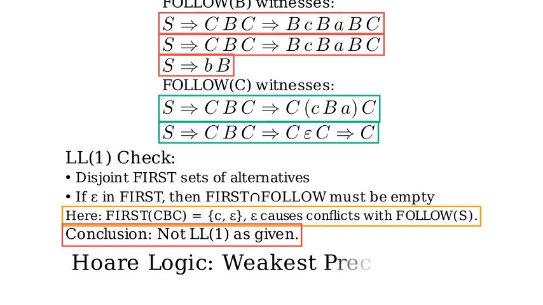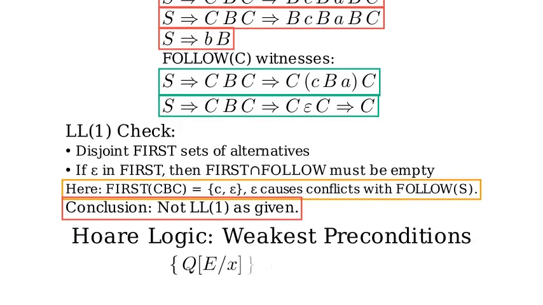Now, part 2, weakest preconditions for Hoare assignment triples. We will use the standard assignment axiom. For {Q}, after x becomes E, the weakest precondition is Q with every free x replaced by E. In symbols, pre equals Q of E over x. We will handle each subpart by substitution. Where the prompt had minor typos, we state the intended assignment.